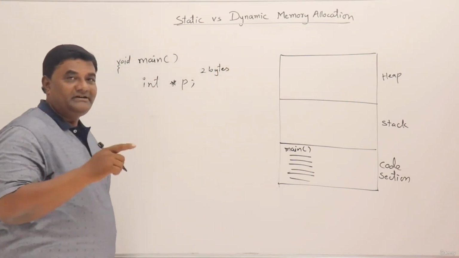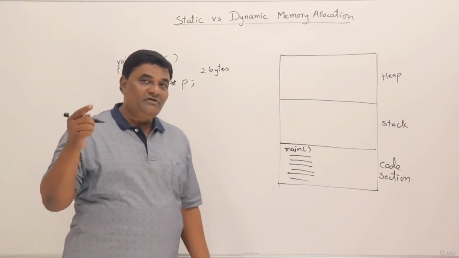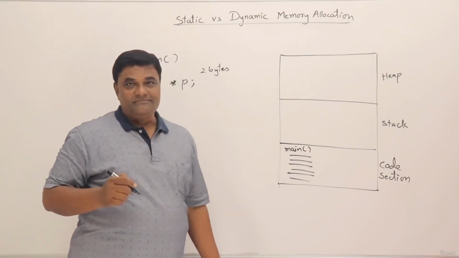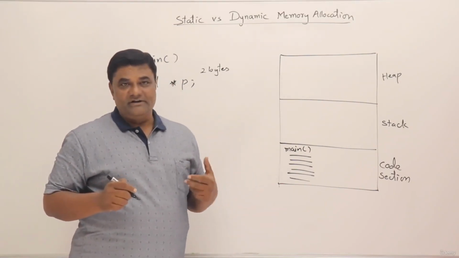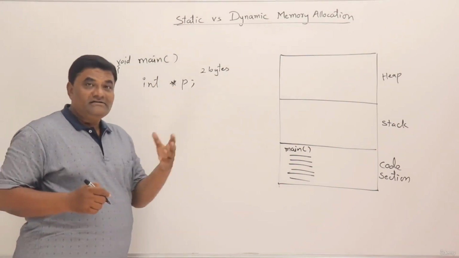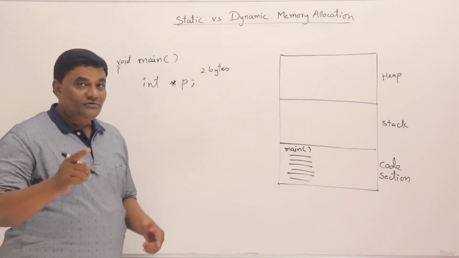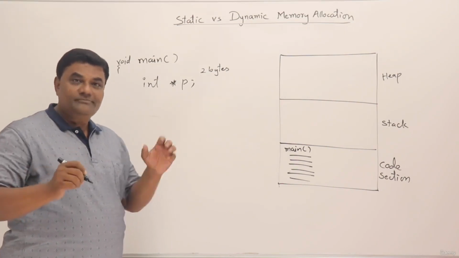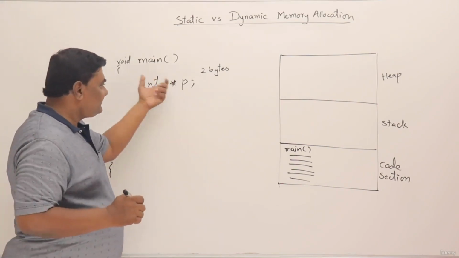Actually, the amount of memory taken by a pointer depends on the size of an integer, usually. If an integer is 2 bytes, the pointer is 2 bytes. If an integer is 4 bytes, the pointer is 4 bytes. So let us assume that the pointer is taking 2 bytes. So this needs 2 bytes.